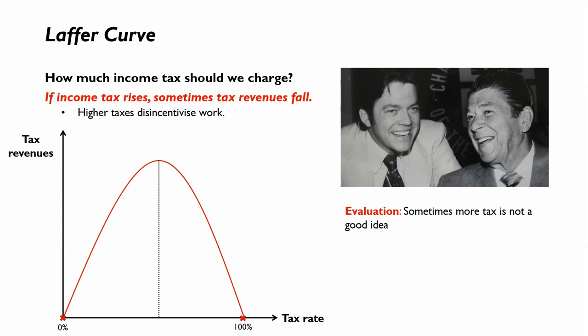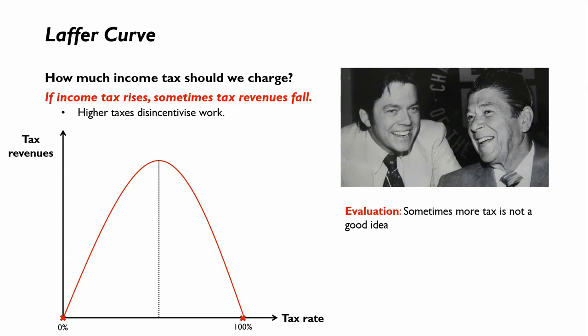And that means we can evaluate different tax systems by arguing that sometimes more tax is not going to have a positive impact on the economy or the government. In practice, this isn't a very useful model because all economists agree that this is true, but you can argue for almost any tax system depending on where you assume that peak is.